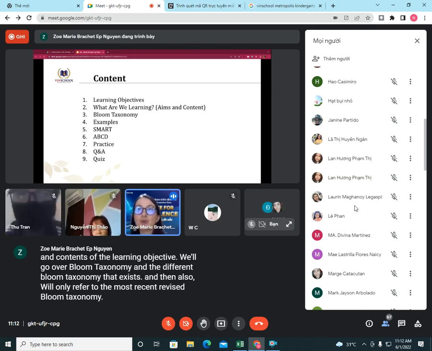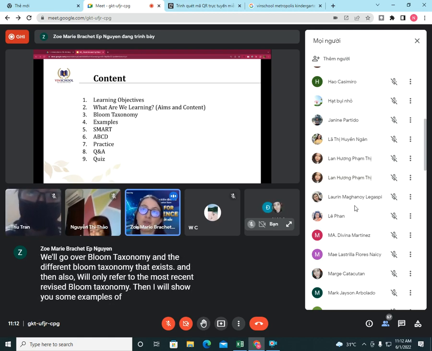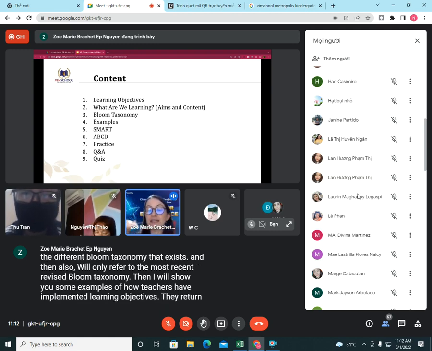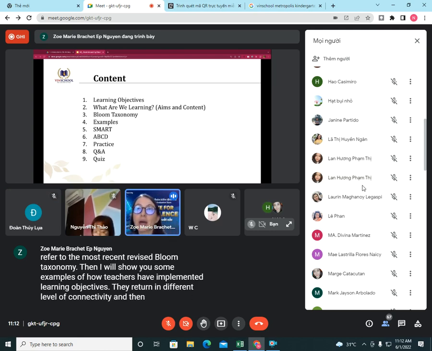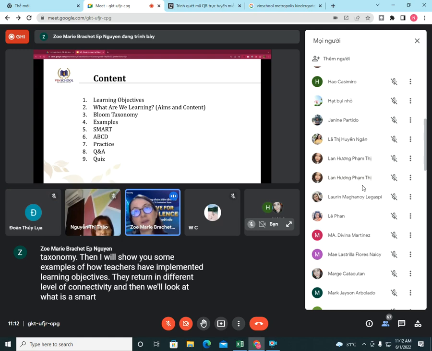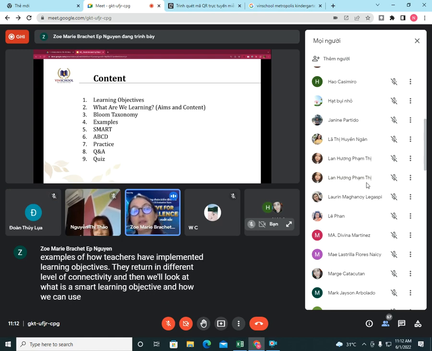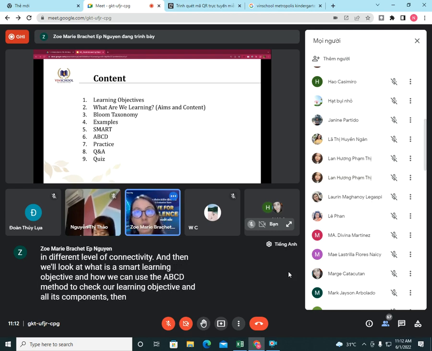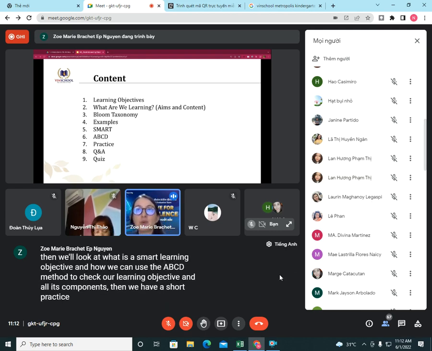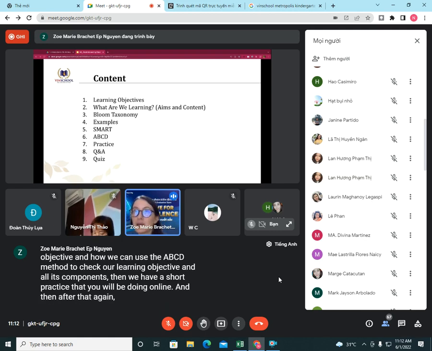Then I will show you some examples of how teachers have implemented learning objectives they've written at different levels of connectivity. And then we'll look at what a SMART learning objective is and how we can use the ABCD method to check our learning objective and all its components. Then we'll have a short practice that you will be doing online. And then after that, again, Q&A and quiz.